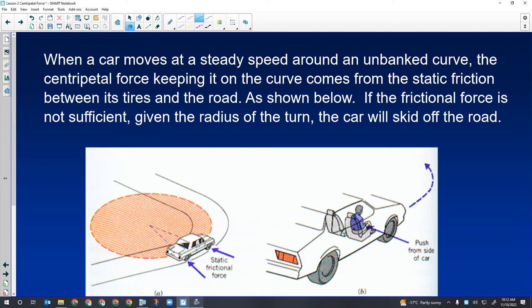I couldn't find the video clip of it, but MythBusters actually did a thing where they brought the Drift King in, and they ran a track.